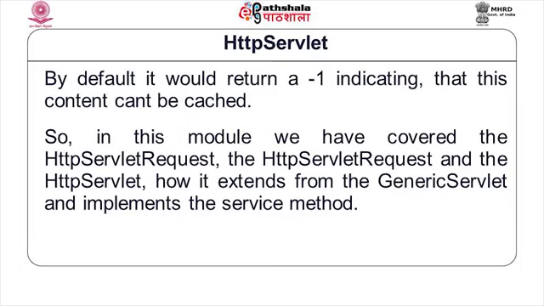Fine. I think there is one more method which has been added in the HTTP servlet, the method called getLastModified, which returns a long. This is simply to give a kind of timestamp, the last modification date and time for this URL. By default, it would return -1, indicating that you cannot use a cached value here. Okay. Fine. So, that is it in this particular module.